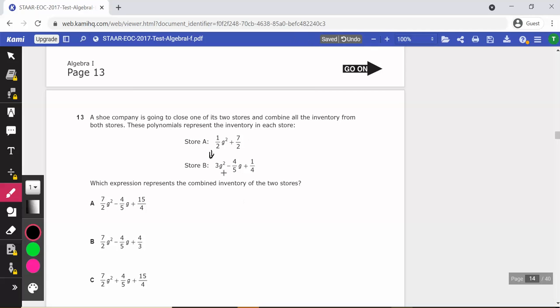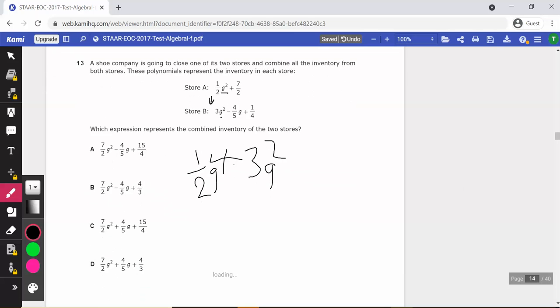So we only add like terms with the same exponent. So 1 over 2 g squared plus 3g squared, because we see they both have a g squared in it. So 1 over 2 g squared plus 3g squared is, this is just basic addition. So it's 7 over 2 g squared. Basic fraction thing. If you're really confused on the fraction part, I guess revise your fraction skills.